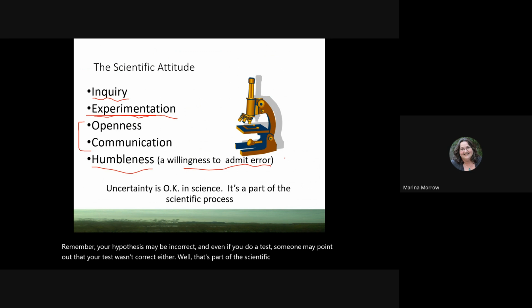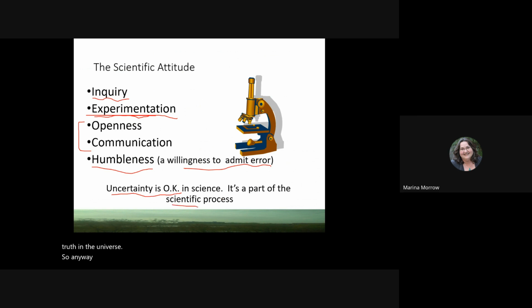We need to arrive at something close to the truth, so we need to find out what is untrue. And so uncertainty is okay in science. Science is about proposing things, testing them, right? So during that time, you're uncertain, and then you can say you've got something real, okay? Something close to what we think of as the truth in the universe. So anyway, it's part of the scientific process to be uncertain, and all of these things go into making science what we have today.